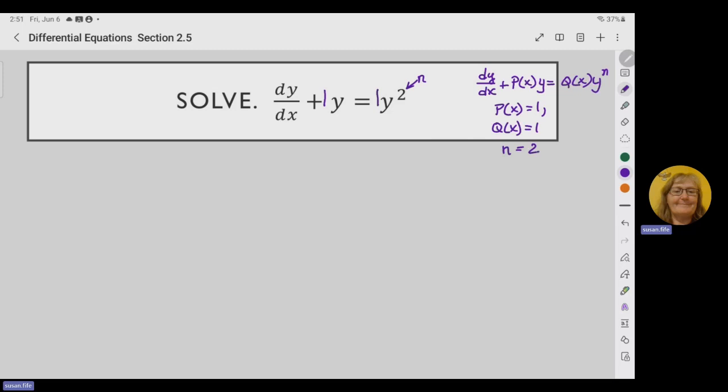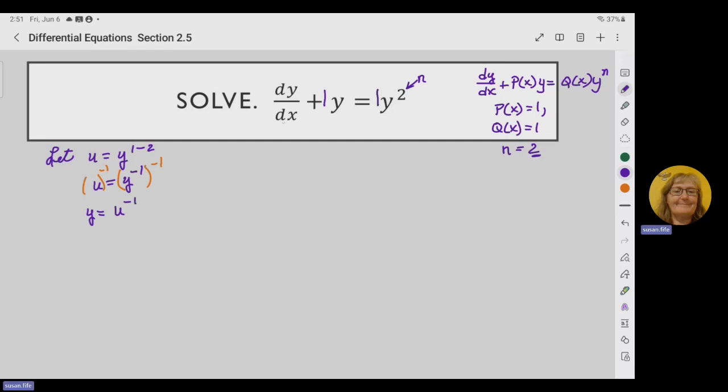So when we solve this, this is Bernoulli. When we solve it, we're going to let u equal y to the 1 minus n power, n is 2. So we have u is equal to y to the negative first power. Then you can apply that negative first power to each side, and it will give you y is equal to u to the negative first.